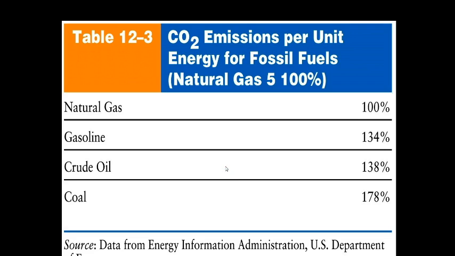Here is a table of the CO2 emissions per unit energy for fossil fuels. Natural gas has been set to 100% and everything else based off of that. Everything else produces more. Gasoline, crude oil, and then coal at 178%, almost double.